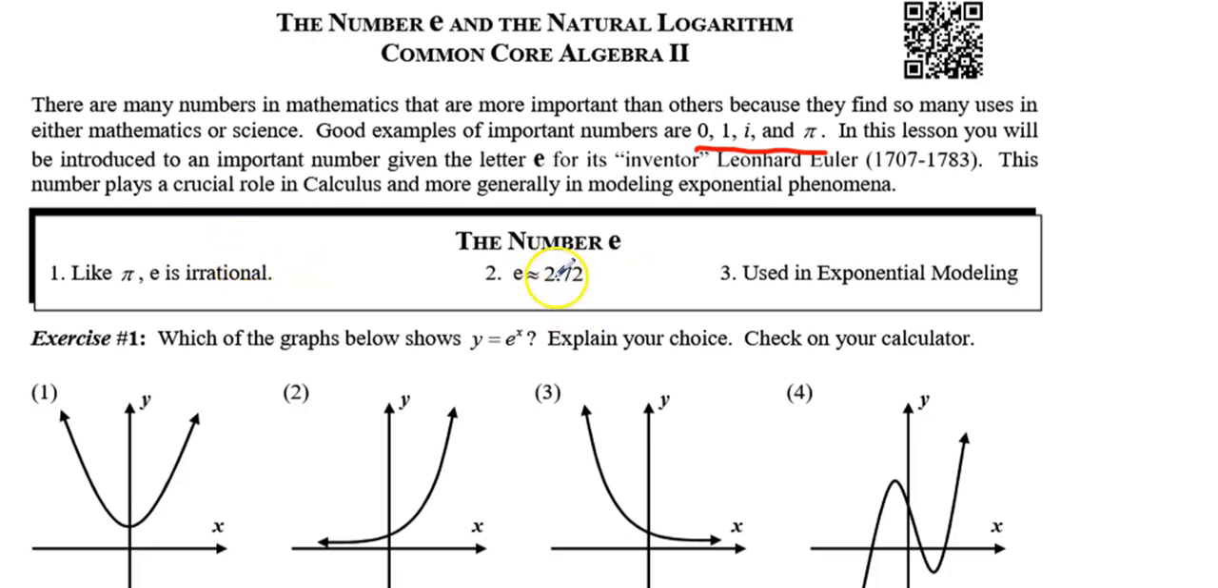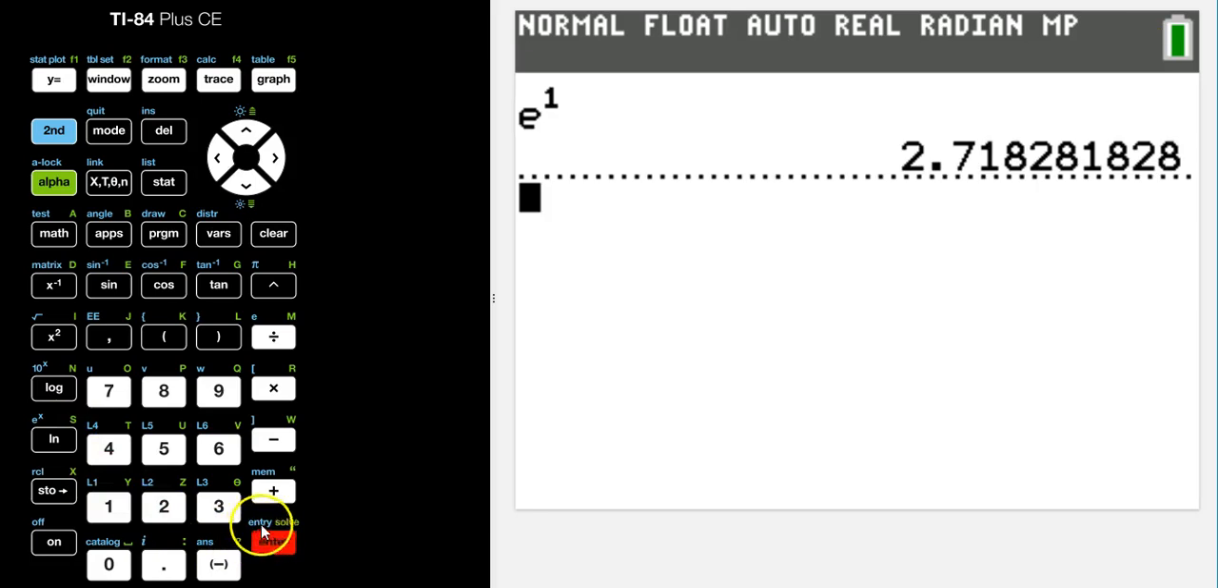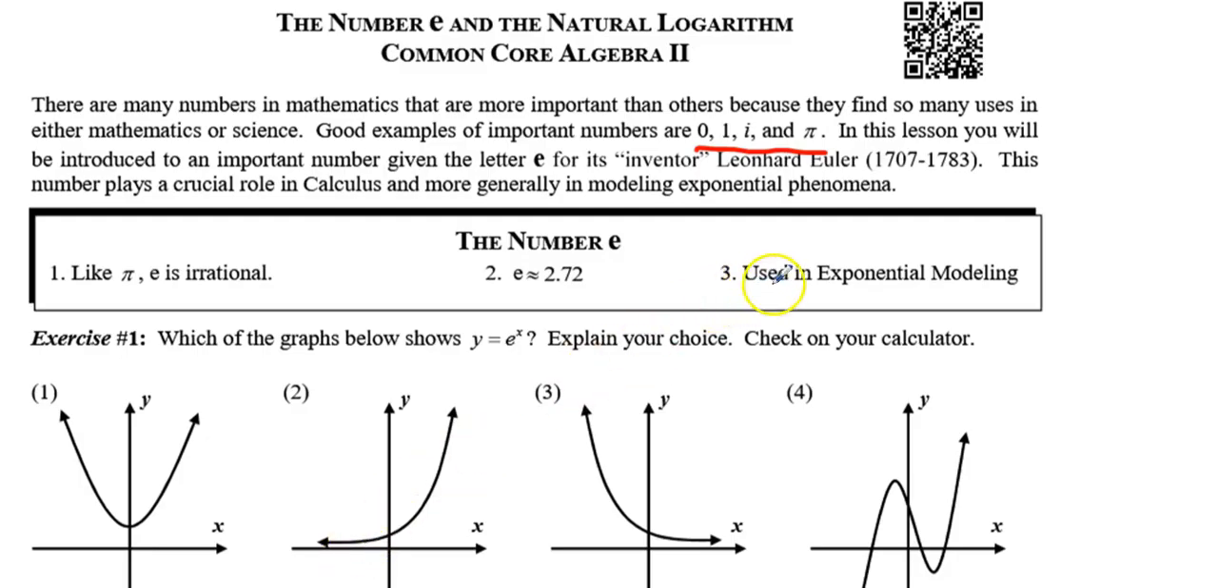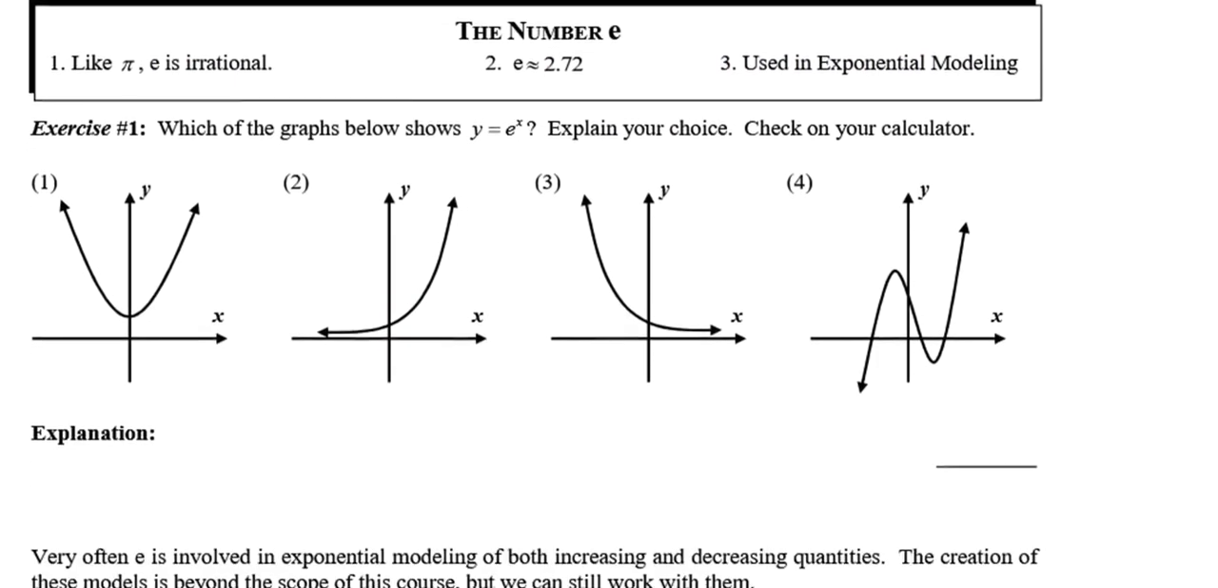And it's about 2.72. We can go to our calculator and evaluate it. It has two places. It's here, above the division key, but it's so often used as a base that it's also here. So you could do e to the 1. And so anything to the 1 is itself. So 2.72-ish is the value of e. It's used in exponential modeling.